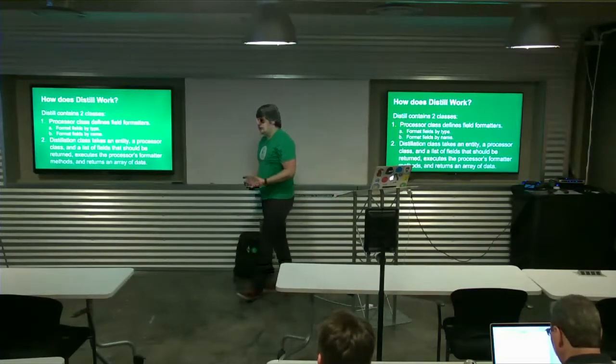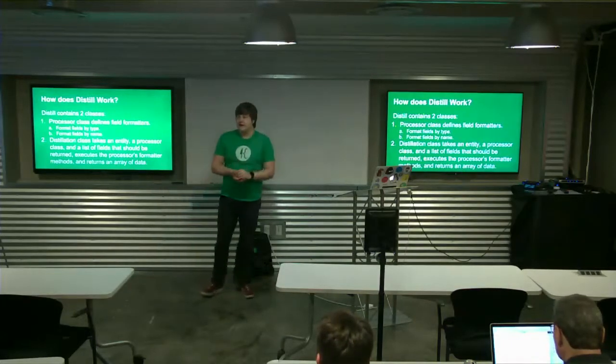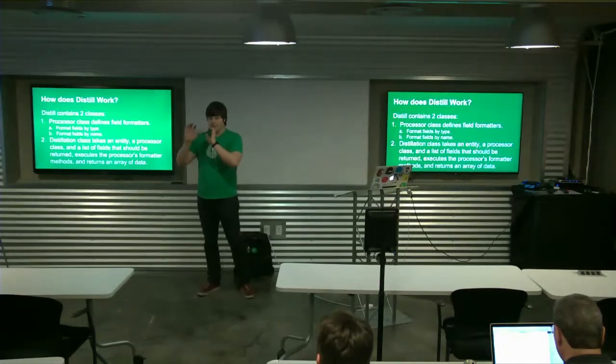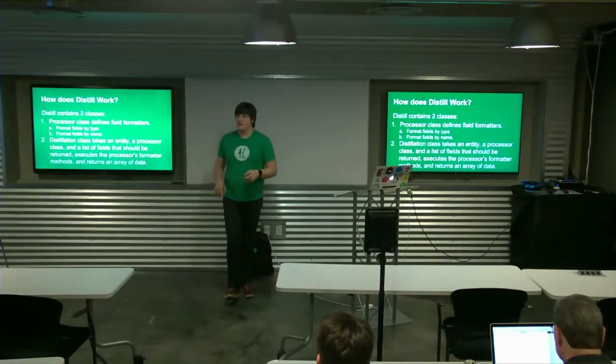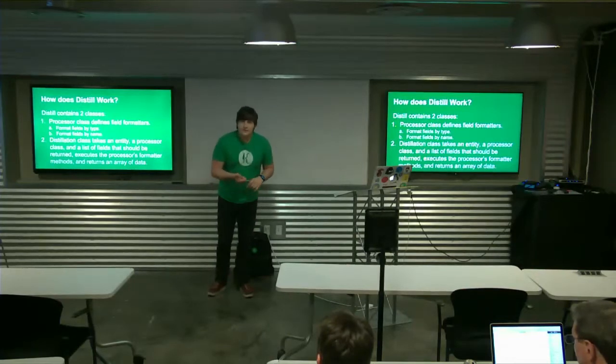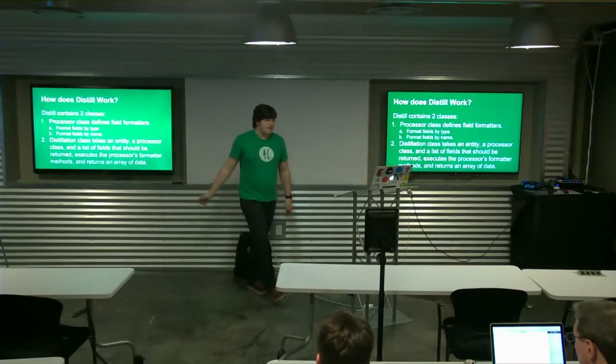And then there's a class that takes this processor object and takes an entity and holds it, and then you ask it for certain fields, and then you ask it to return those fields, and it will use all the processors and all of those functions to get those pieces of data out of the objects that you passed in, and then return them as a pretty array.